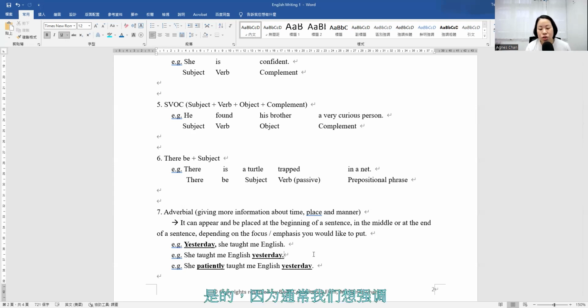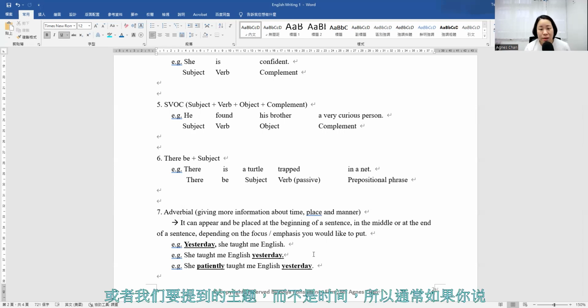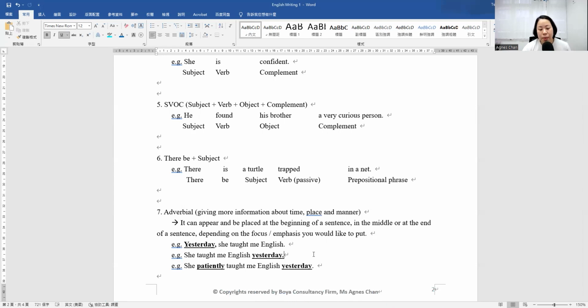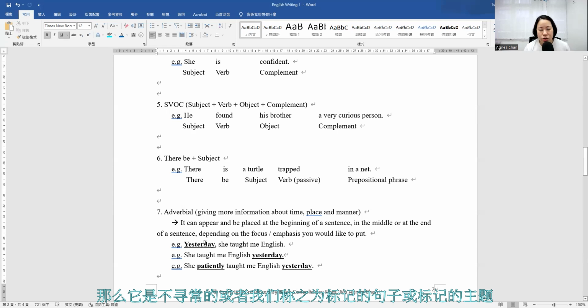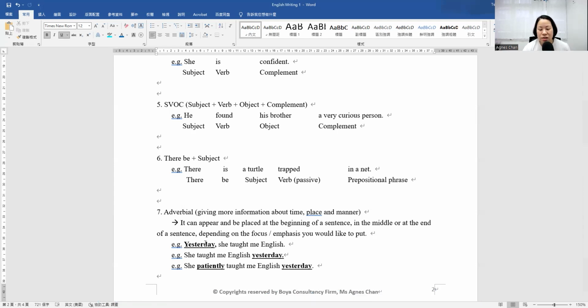Yeah, because usually we would like to highlight the people or the things or the subjects that we are going to mention rather than the time. So usually if you say, yesterday she taught me English, then it is unusual, or we call it a marked sentence or the marked theme. Okay, so I will talk about that later on. But then usually we will write a sentence like this: she taught me English yesterday.